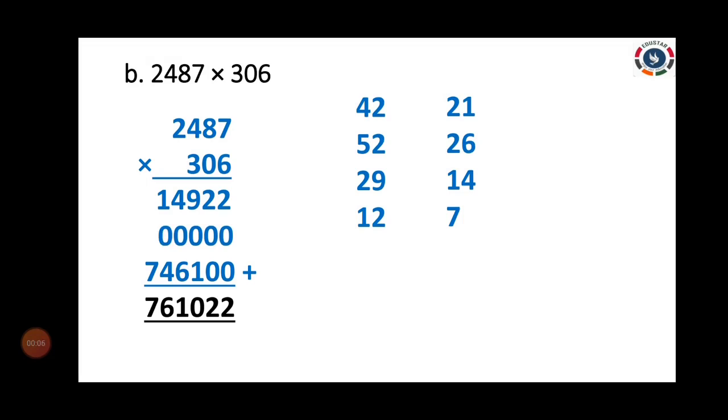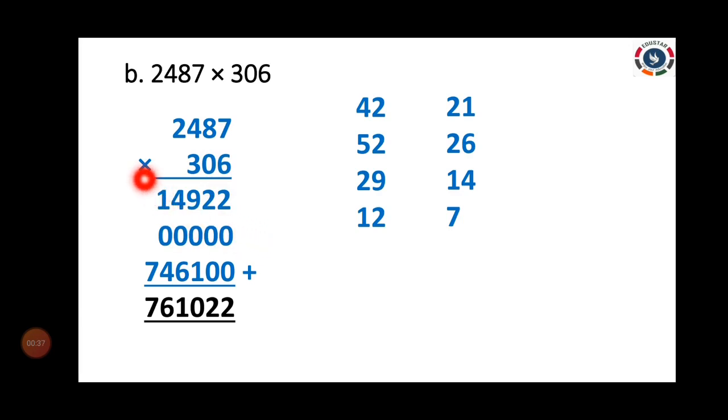B. 2,487 into 306. Write the question black in color and give the answer blue in color. 2,487 into 306, write in vertical manner. Now we are going to multiply by 1 number at a time. 2,487 into 6, the ones place value we are going to multiply. So it is equal to 14,922. This is the first step. Then 2,487, multiply by 0. If you are multiplying by 0, you will get the final answer 0 only.